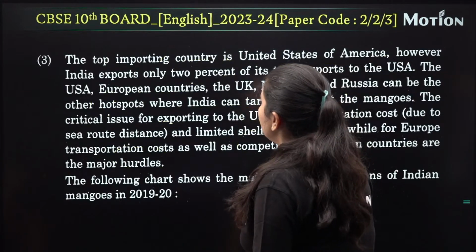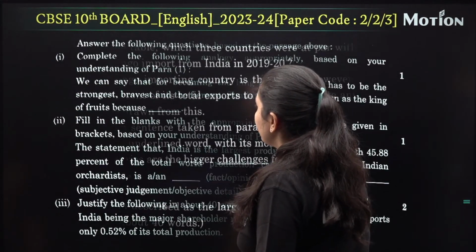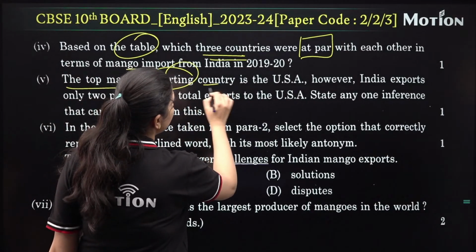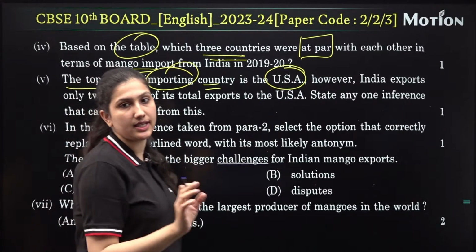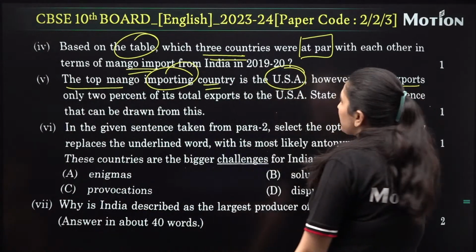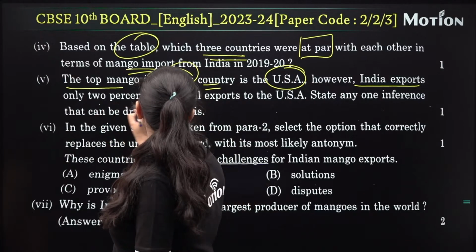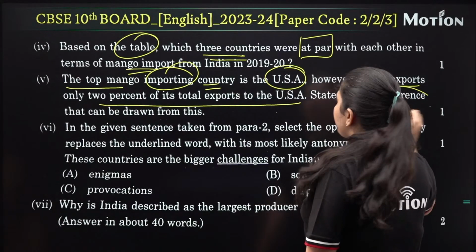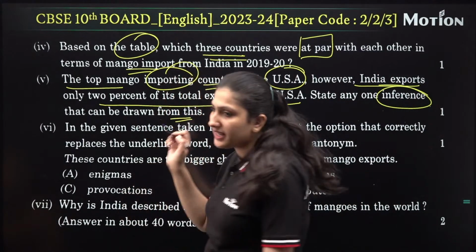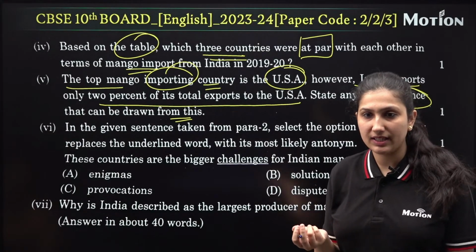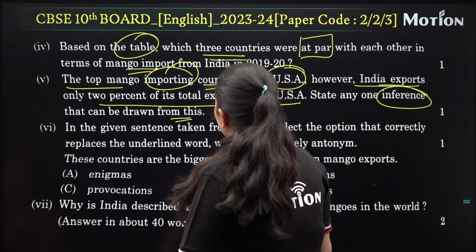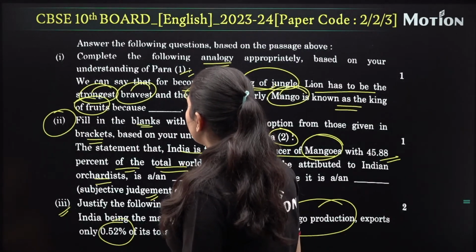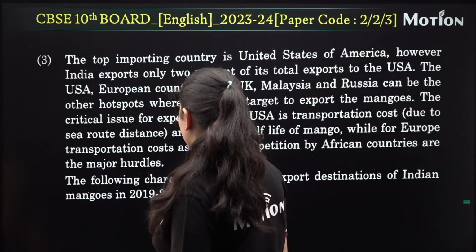Coming to the next question. Next question is, the top mango importing country is the USA. We have read USA है top में. However, India exports only 2% of its total export to the USA. ठीक है, India सिर्फ 2% export कर रही है. State any one inference that can be drawn from this. Like what can be derived? किससे क्या derive हो रहा है वो आपको बताना है. So what will be the answer of this question? Again we'll move towards the passage to find out the answer, कि why it is happening. Okay.